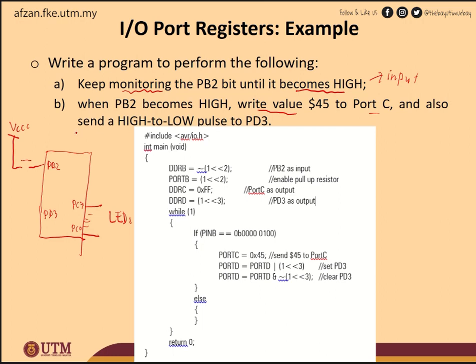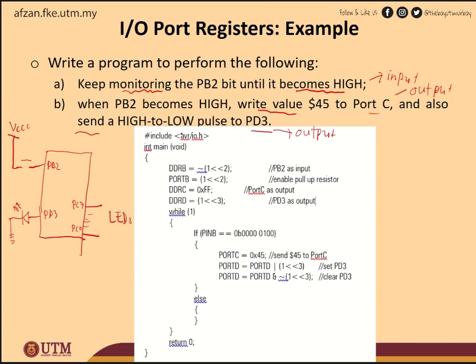And then send, another send. So this one, you know that this is an output, so you make it an output. And send a high to low pulse to your PD3. So this one here is another output, because you want to send the low to high pulse to PD3. So in this case here, you have one input and two outputs. Right? So how are you going to write down the program?